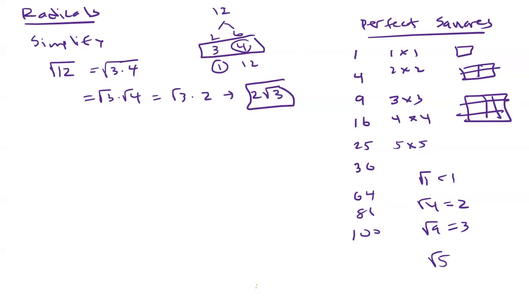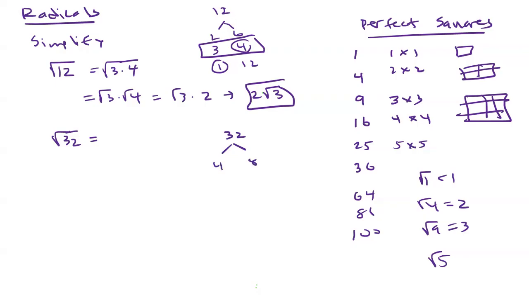Okay, so let's try another one. So let's say we have radical 32. So what are the factors of 32? 4 and 8. Okay, 4 and 8. What else? So we have 32 here. We have 4 and 8. What else? 1 and 32.